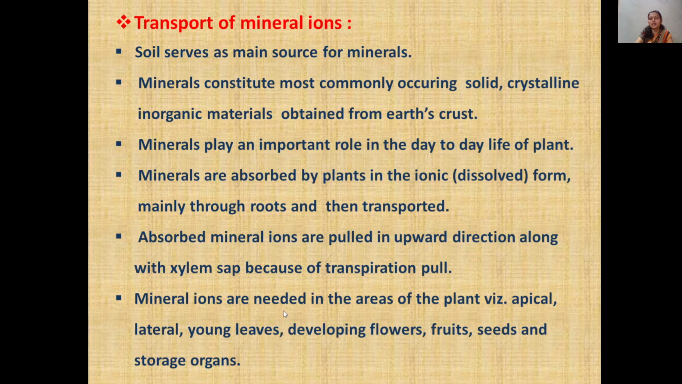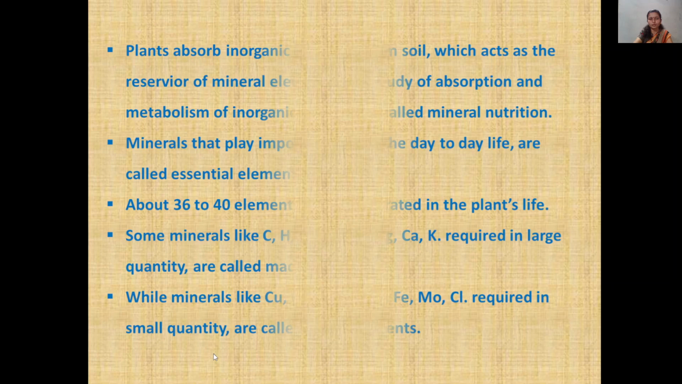Mineral ions are needed in areas of the plant like apical and lateral regions, young leaves, developing flowers, fruits, seeds, and storage organs. Go to the next slide.